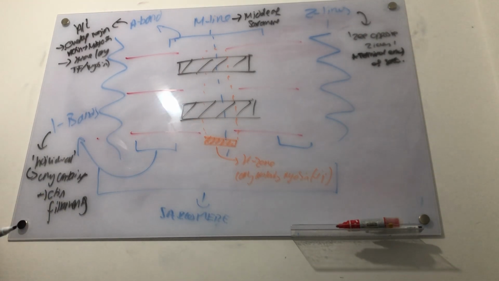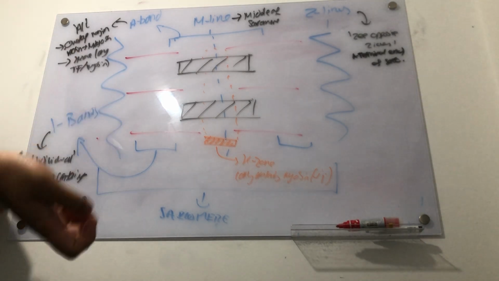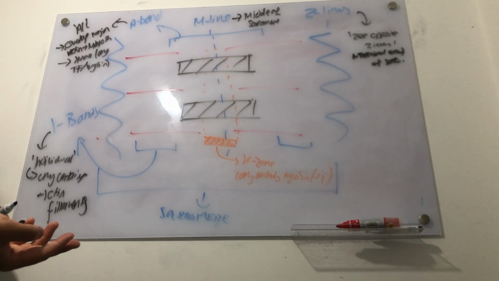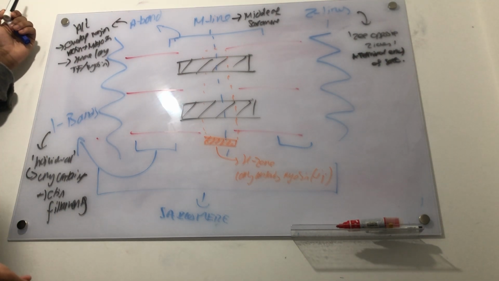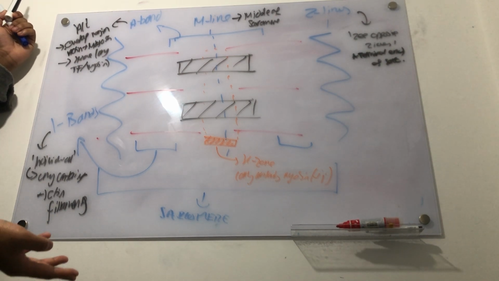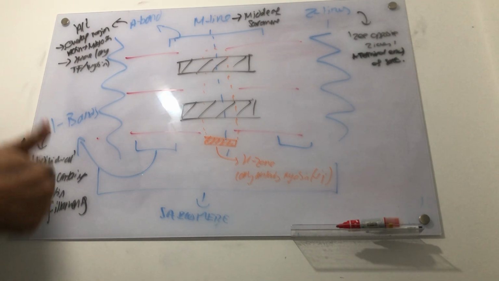And that's it. I think this is a shorter lesson. The next lesson is going to be pretty long because it's going to be about the actual process of muscle contraction. But there you go. Actin, myosin, and the sarcomere. Hope that helped. Thank you.